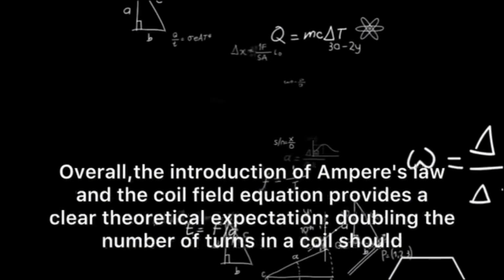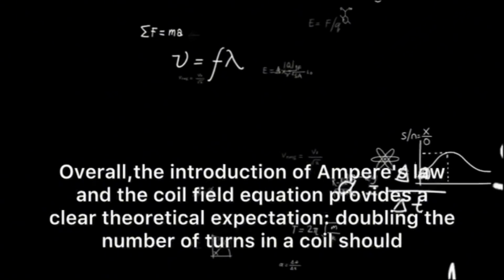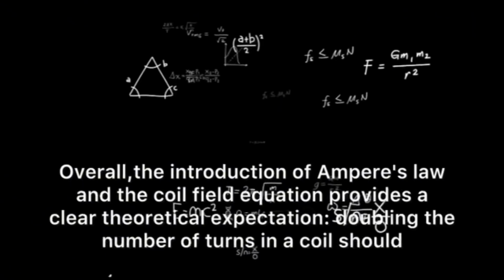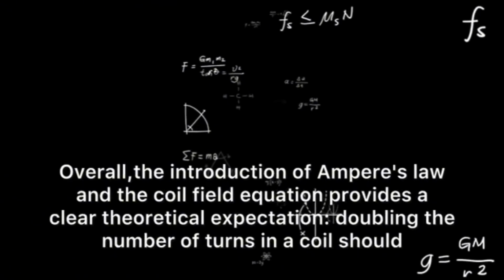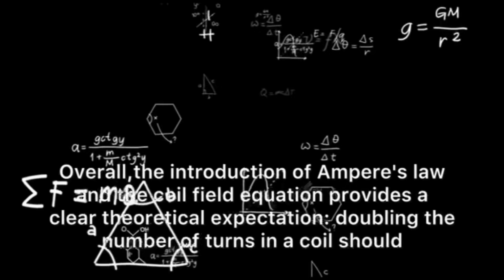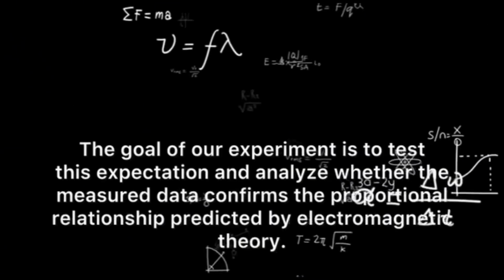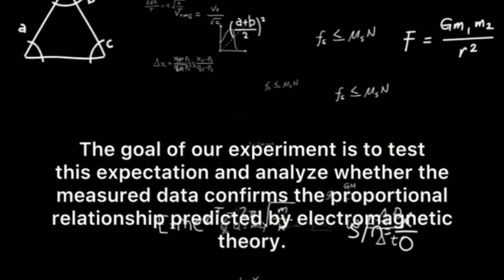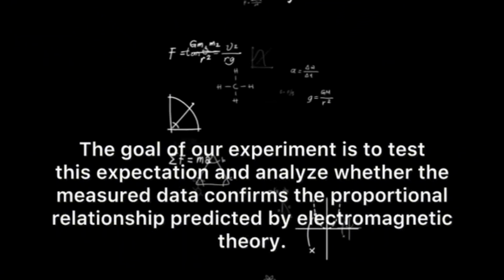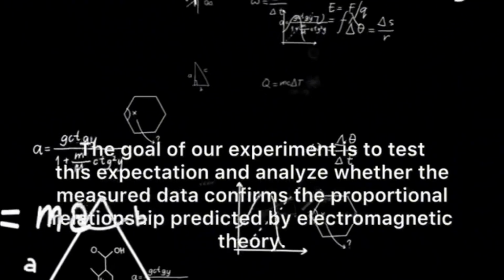Overall, the introduction of Ampere's law and the coil field equation provides a clear theoretical expectation. Doubling the number of turns in a coil should roughly double the magnetic field inside it. The goal of our experiment is to test this expectation and analyze whether the measured data confirms the proportional relationship predicted by electromagnetic theory.